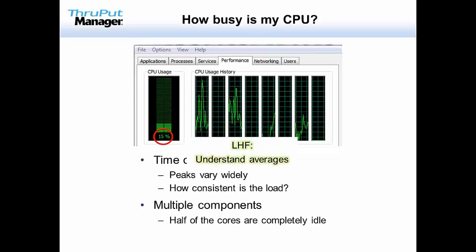Low-hanging fruit, understand averages. Yes, we report things in averages, and it's the practical way to do things, but understand what they mean. This doesn't necessarily mean that I've got 85% of capacity left to run.